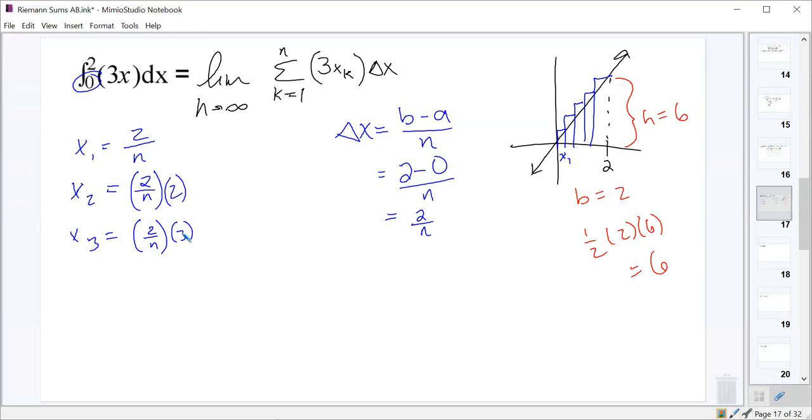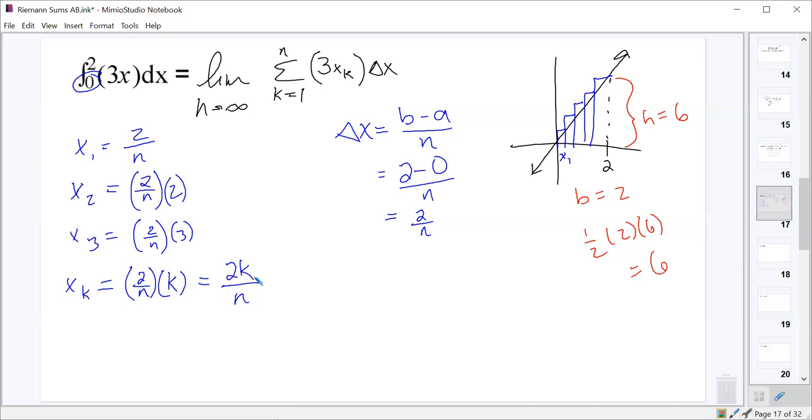With any luck, you're seeing a pattern here, right? X sub 4 ought to be 2 over n times 4. X sub 5 ought to be 2 over n times 5. So for any arbitrarily chosen subinterval, x sub k, how far have I gone over? I've gone over 2 over n times k. Everybody okay with that? Any issues or questions there?